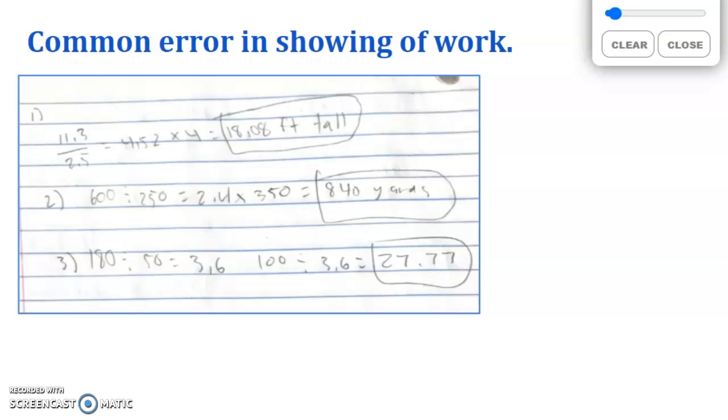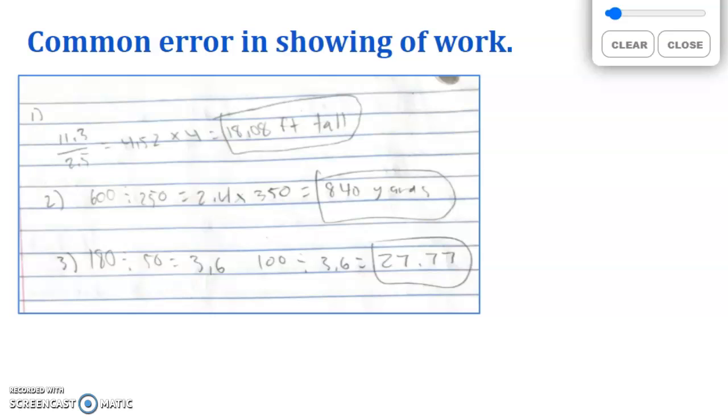So this is a homework from one of the students, and this was the application problem. If you look at this work, he has correctly set up 11.3 divided by 2.5 is equal to 4.52. But then he decides to multiply that by 4. Where did the 4 come from? And then he equates that to 18.08 feet tall. So this is the answer, but showing of work is not correct.